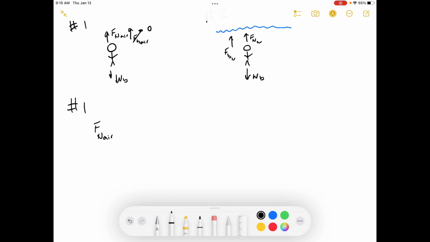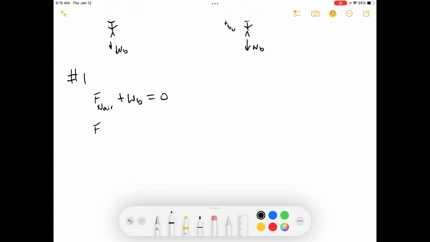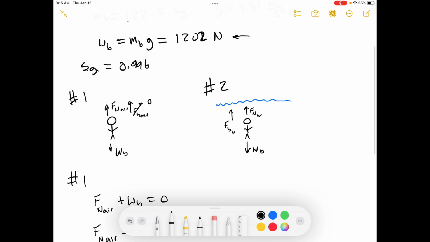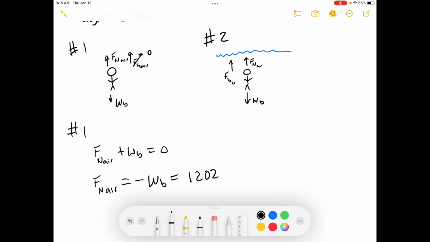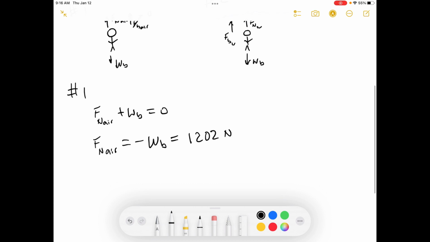So we've got the normal force in air plus the weight is equal to 0. So that means that the normal force in air is equal to the opposite of his weight, which we figured out was 1,202, and the negative signs cancel out. So this force acting upwards, this normal force, is a positive force. Okay, let's do number 2.